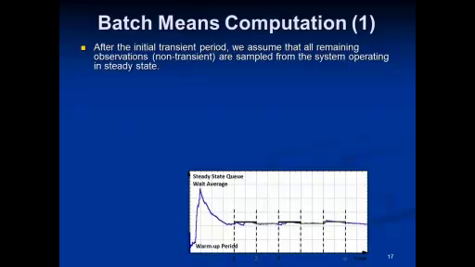So after the initial transient period, we assume that all the remaining observations are sampled from the steady state. The problem is actually determining when the initial transient period is over. So how long do we need to run the simulation in order to determine that? And there are several techniques to do that.